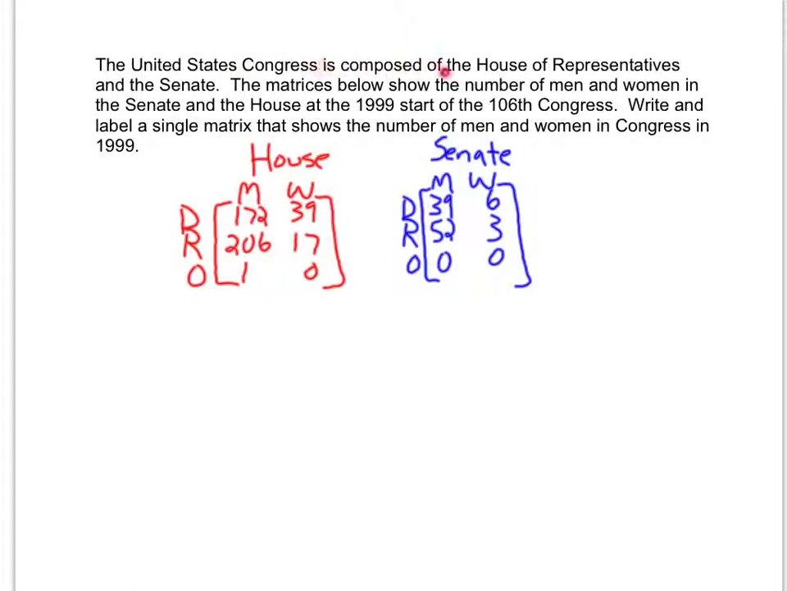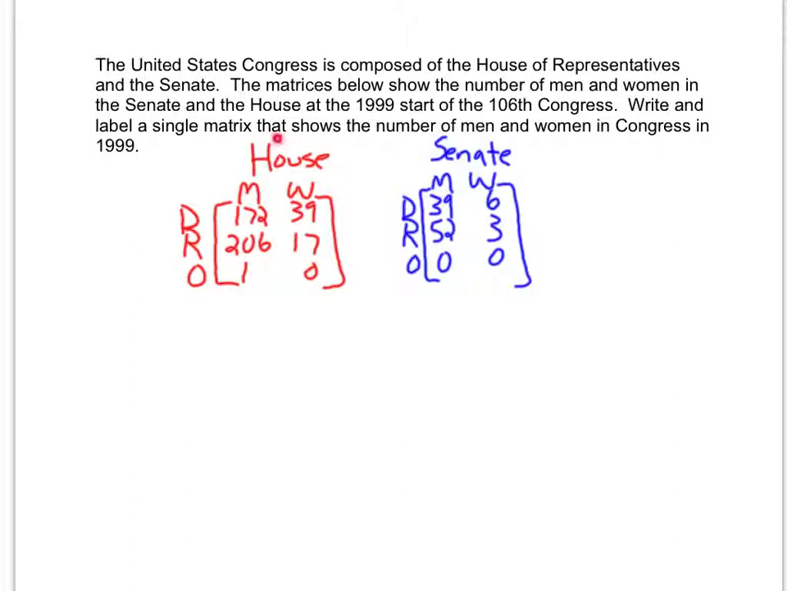It says the United States Congress is composed of the House of Representatives and the Senate. By the way, Mr. Beeson will be very proud of this example. It's a good civics example here. So we got the House and we got the Senate. That's what the Congress is made up of. The matrices below show the number of men and women in the Senate and the House at the 1999 start of Congress. Okay, yeah, your algebra book's a little old, so 1999 was a brand new problem back then. But write and label a single matrix that shows the number of men and women in Congress in 1999.